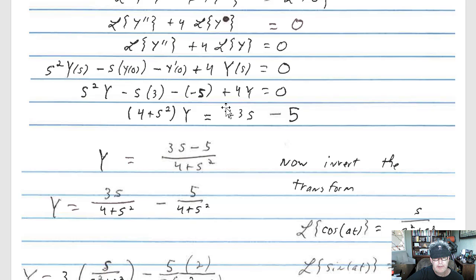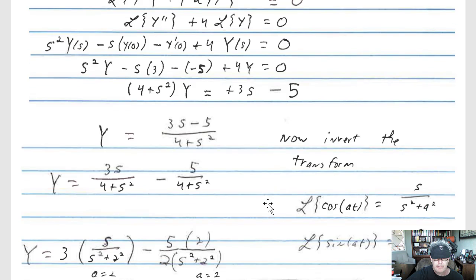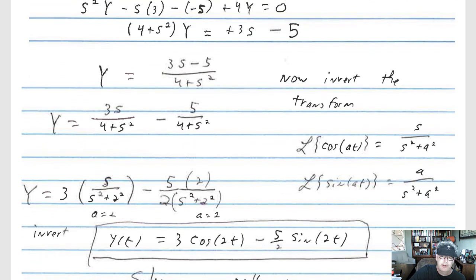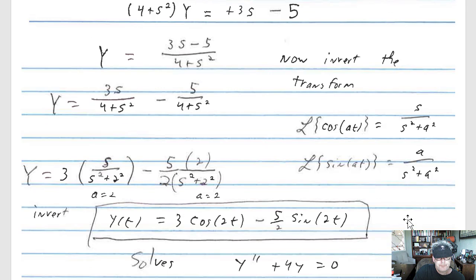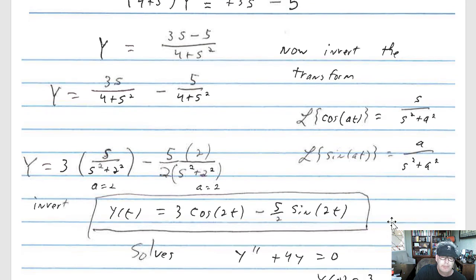These two terms each have a Y. So I can factor Y out from 4 plus s squared, and solve for Y. There it is. Now to invert the transform, we'll use our table. If I was taking a transform of cosine or sine, I would get essentially these types of terms. And so the inverse of these types of terms gives me back a sine and cosine. I just have to have it in the right form.